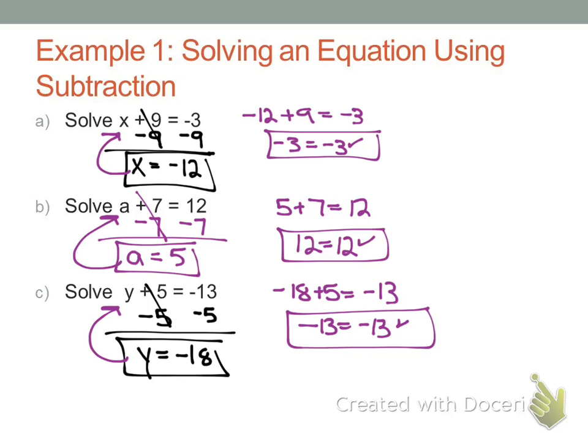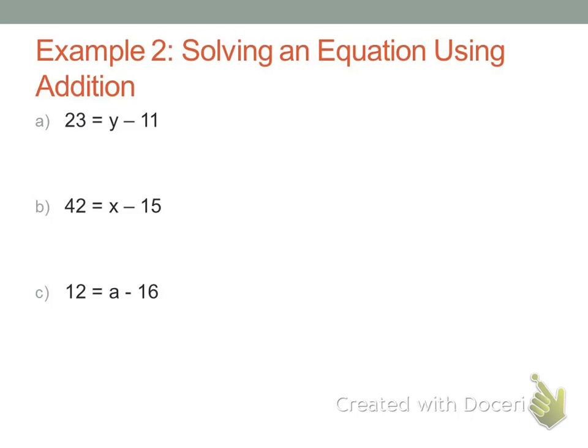All right, example 2 is basically the exact same thing, except now what operation is connected to my variable here? Subtraction. So to do the opposite, to get those numbers to cancel, what operation do I need to do? I need to add. So y minus 11, how do I get 11 to cancel? Add 11.